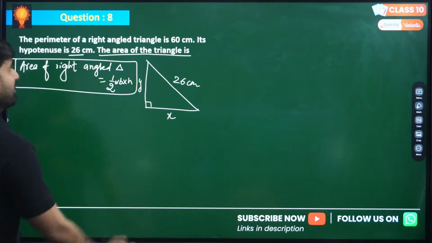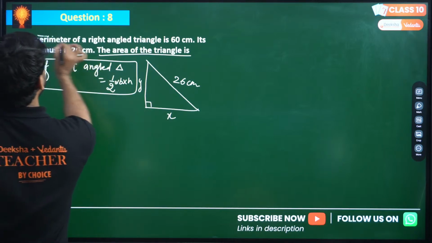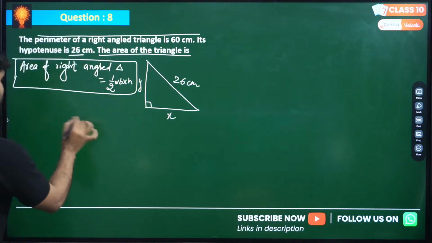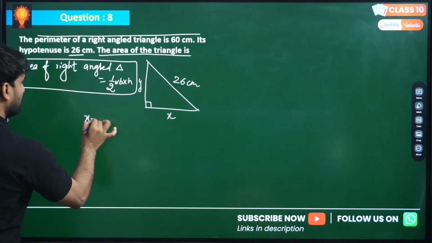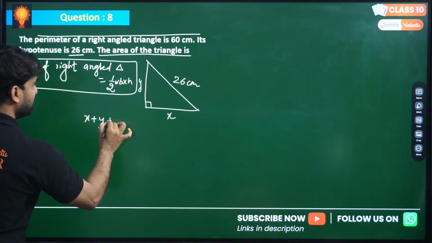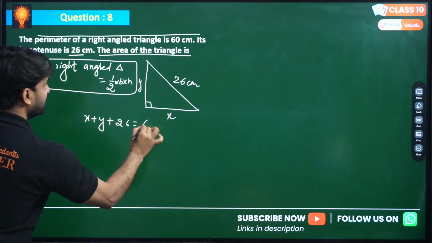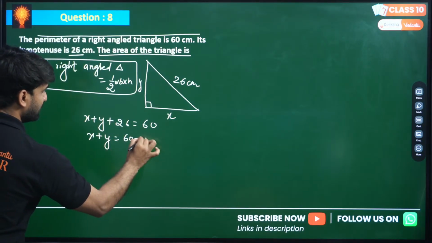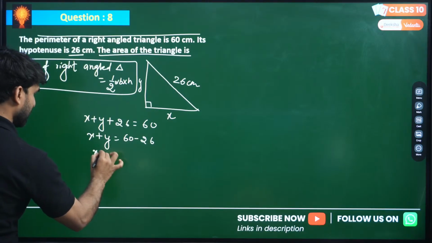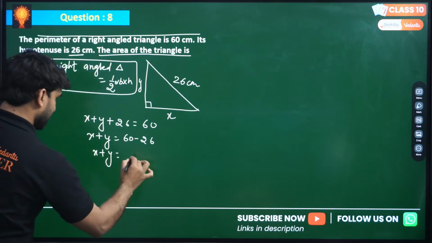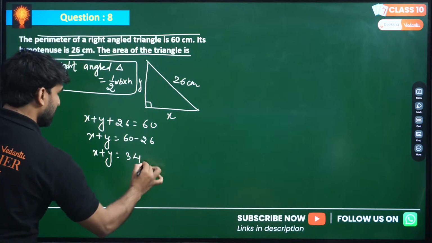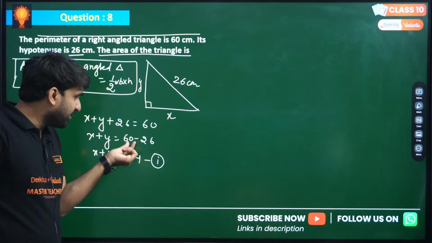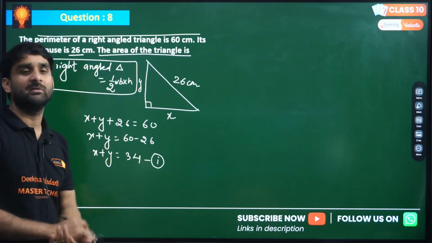Now, read the statement first. The perimeter of the right angle triangle is 60 centimeters. What is called perimeter? Perimeter means the sum of all the sides. x plus y plus 26 equals 60. So x plus y will be 60 minus 26. So x plus y would be 34. This is the first equation, the first relation between x and y. If we subtract 26 from 60, 34 will be there.